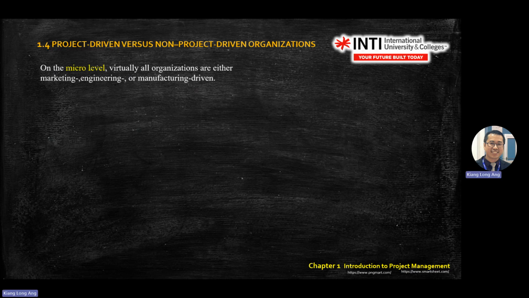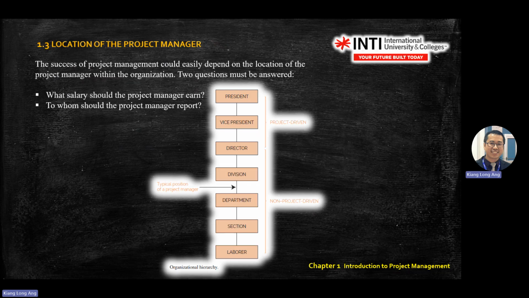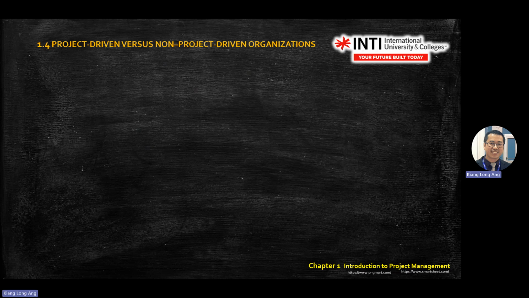Then there are 2 types of projects. One is project driven, one is non-project driven. Okay. Now we are looking at organization. Here, this one. Organization means the org chart, the way you design it. Once you see, okay, this is project oriented or project driven, or this is non-project driven.